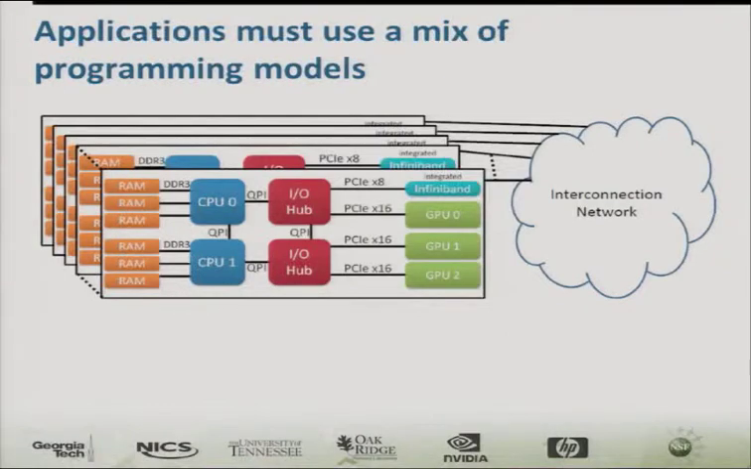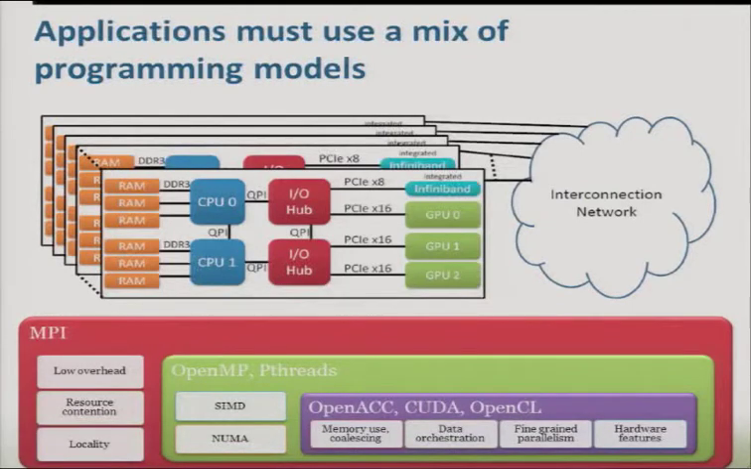And so this is where I put this chart together to give you an idea of what people are doing today to program these different devices. Now, if you look, everyone's still using MPI across the system. So whenever you have multiple nodes and they have to talk to one another in a distributed memory fashion, everyone's using MPI for that. And you have to worry about things like keeping the overhead low and resource contention in the network and locality, having the data where you need it.